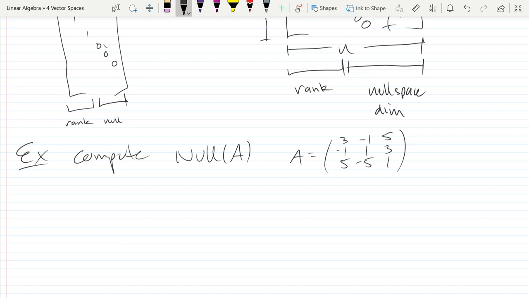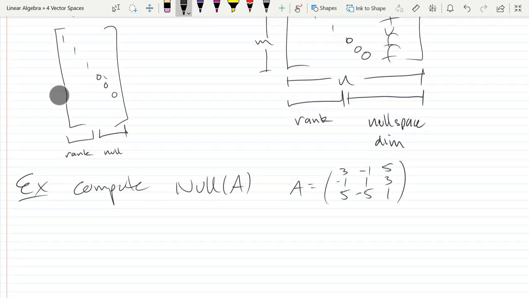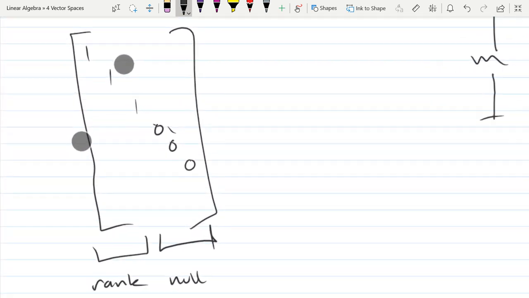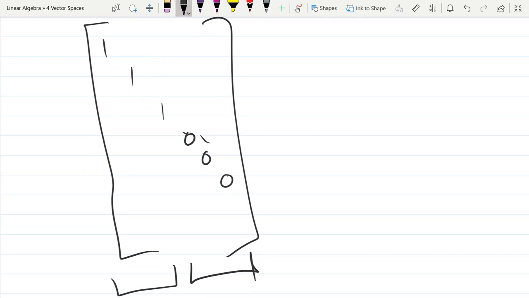All right, how do we find null space? What is null space? It's been a little while. It'll look like columns of zeros after we're done. Well, remember, the whole column doesn't need to be zeros. In these columns here, you could have non-zeros above. So it doesn't have to be full columns of zeros.